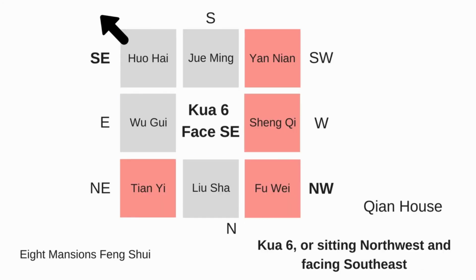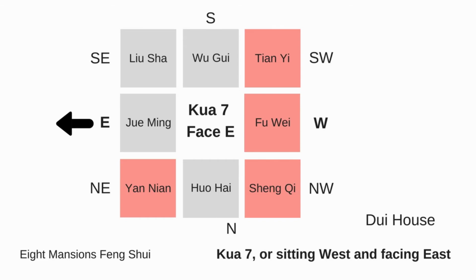The next one is for Life Gua number 6 or the Qian house. That's the house sitting northwest and facing southeast. And then we have the chart for Gua number 7 or the Dui house. That's the house sitting west and facing east.